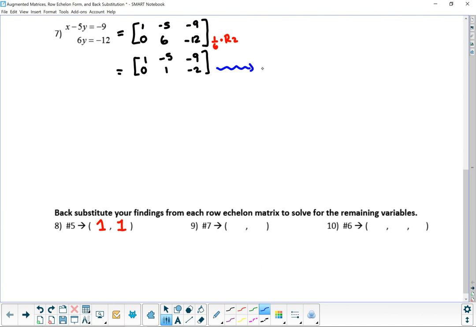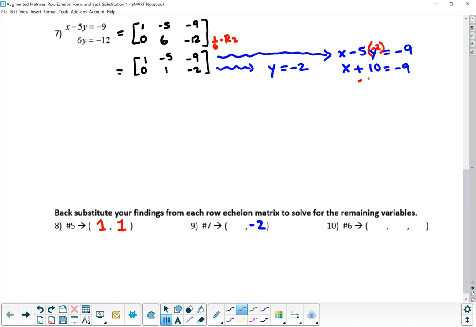So the second row says that we have y equals negative 2. And this first row, so on number 7, y is negative 2 right there. Okay, and the first row is 1x minus 5y equals negative 9. So y equals negative 2. I'm going to put negative 2 in here, which is going to end up being x plus negative 5 times negative 2, which makes positive 10, equals negative 9.